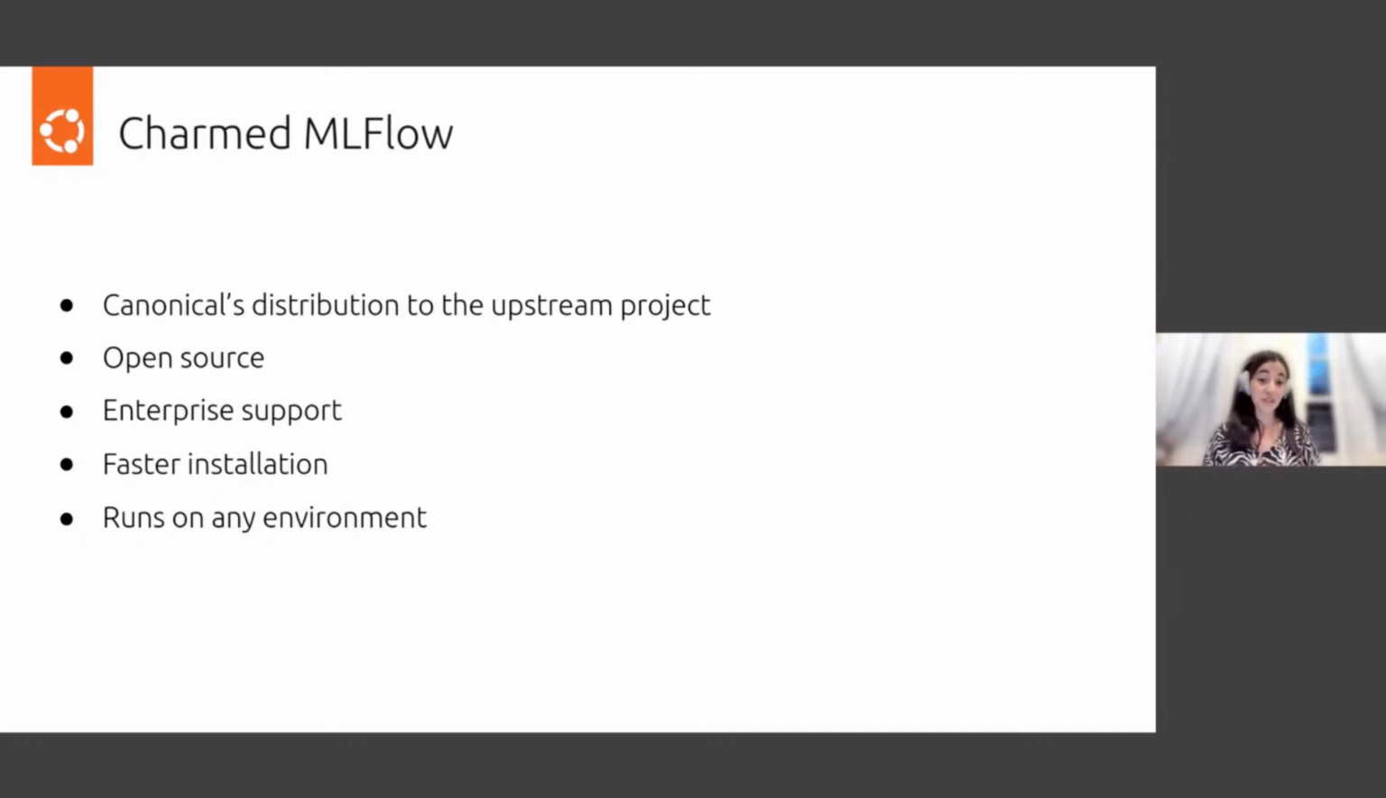Charmed MLFlow is Canonical's distribution of the upstream project. I already mentioned that Canonical has open source in its DNA, in our DNA. So Charmed MLFlow is similar to the upstream project, an open source project that benefits from enterprise support. It can run on any environment. It's really lightweight, but then if we integrate it with Kubeflow, for example, we can run it at scale. But then it also has faster installation, which is quite nice. I would encourage you to follow the YouTube video that we had.